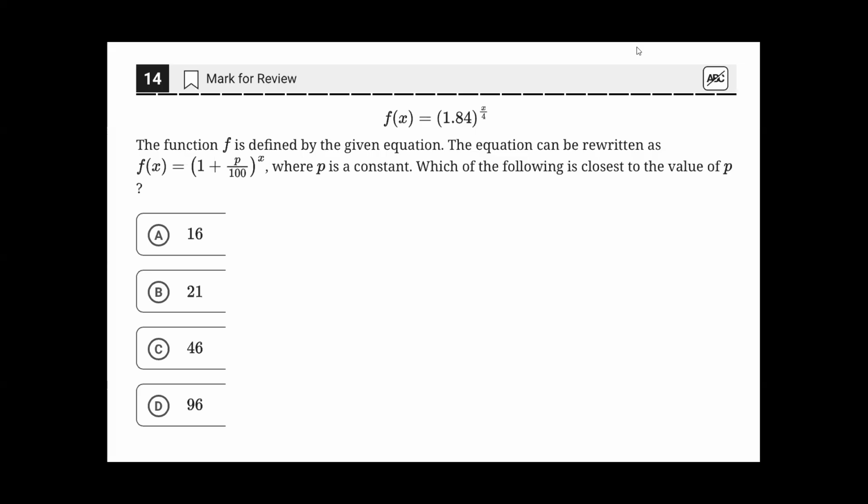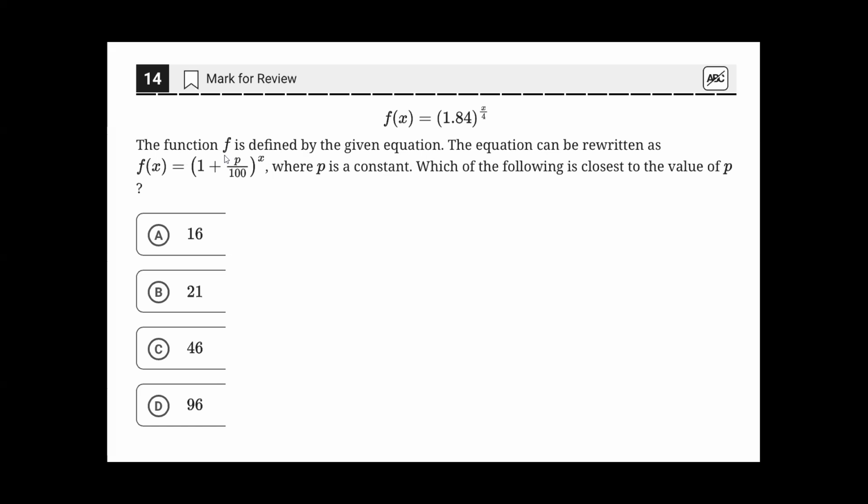This is question 14 from Module 2 Hard of Bluebook Practice Test number 5. f of x equals 1.84 to the x over 4 power. The function f is defined by the given equation.